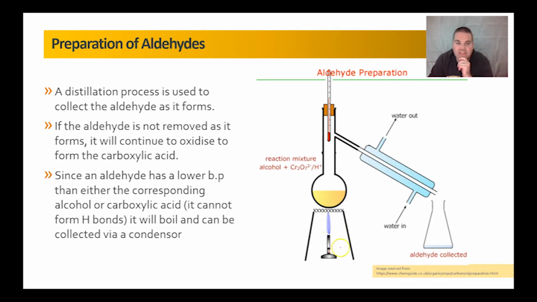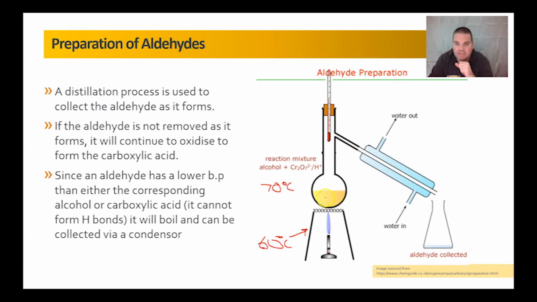What we're trying to do is heat it up so we get just below the boiling point of the alcohol. So if we were using an alcohol with a boiling point of say 70 degrees Celsius, we would heat it up to maybe about 60 degrees or something like that. So we're trying to get the oxidation of the alcohol to occur.